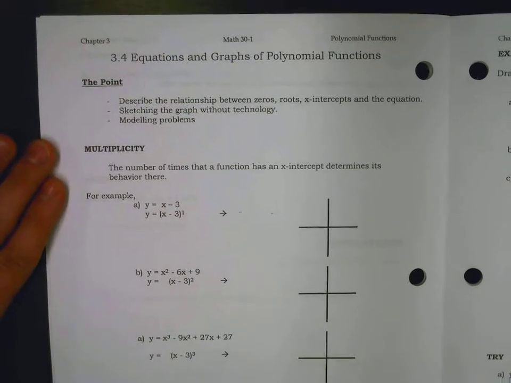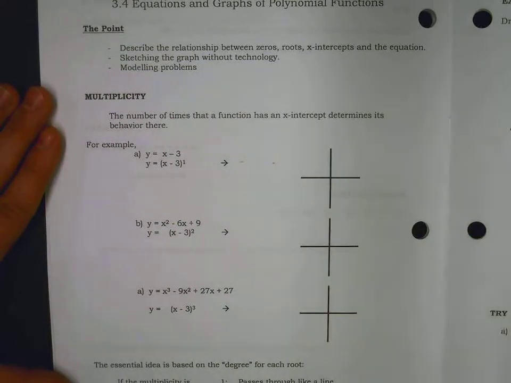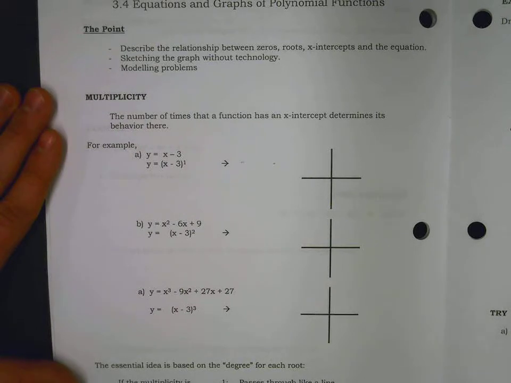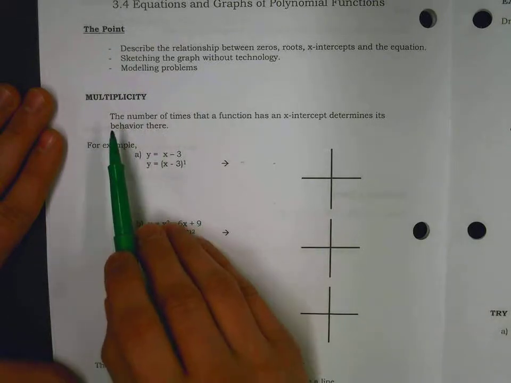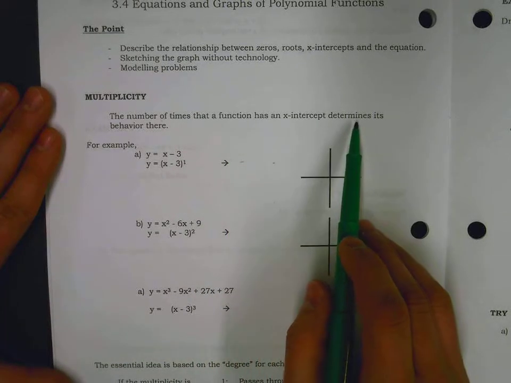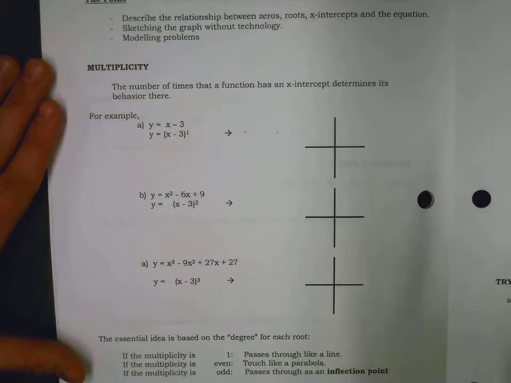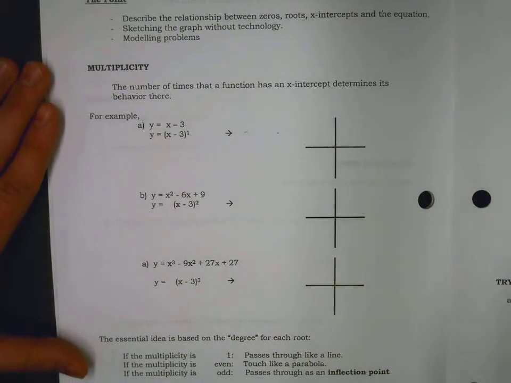So the first new word today is something called multiplicity. And multiplicity is talking a little bit about behavior at an x-intercept. It is essentially the number of times that a function has an x-intercept, and that's what determines its behavior there. So we'll investigate three possible scenarios, and the only three possible scenarios.